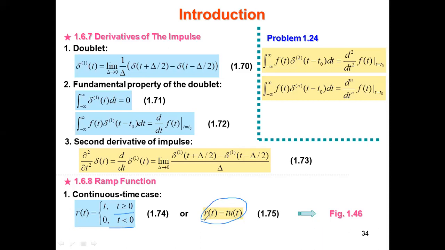Let us go to the whiteboard once again. The definition for a ramp is r of t. Whenever I say u, it's a step. R of t equal to t for t greater than or equal to 0, and 0 for t less than 0. That means what? At t equal to 0, what will be the value?